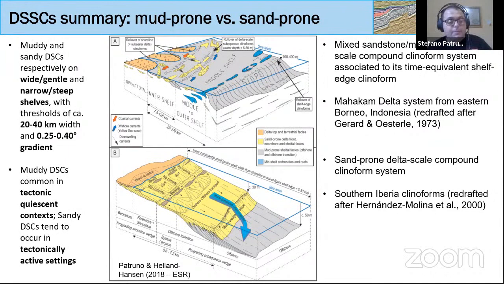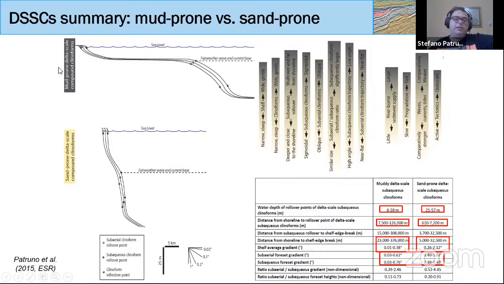As a consequence, the muddy system is more common of tectonic quiescent context. The sandy system is more common in tectonically active settings. And you can see this is a summary between the muddy and the sandy system drawn at the same scale. This is 5 kilometers, this is 25 meters. Big shelves for the muddy ones. Nice low gradient clinoforms, subaqueous clinoforms for the muddy ones. Whereas the sandy ones, they are very, very close, much closer to the shoreline in terms of down deep extent, and they are much steeper.